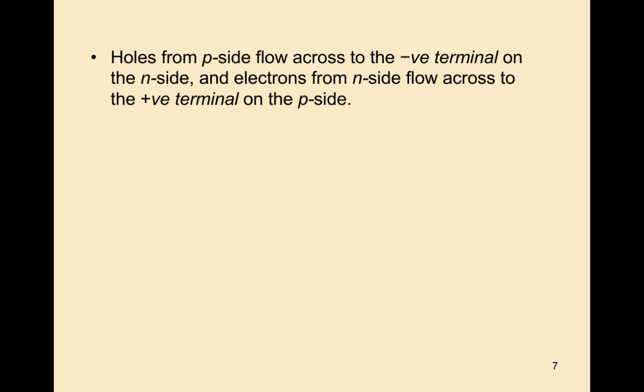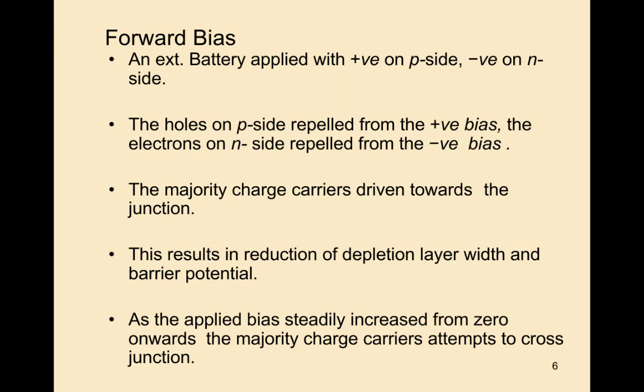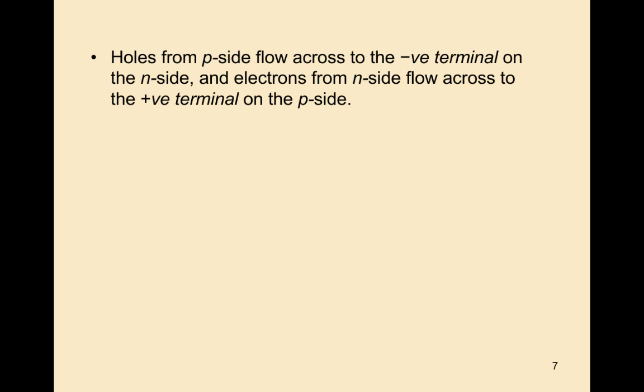So when we are applying the diode in forward bias condition, that means we are connecting the battery in forward bias mode. What is forward bias mode? Battery positive is connected to the P side, battery negative is connected to the N side. So slightly we increase the battery voltage from 0 onwards. The majority charge carriers attempt to cross the junction. Holes from the P side flow across to the negative terminal on the N side, and electrons from the N side flow across to the positive terminal on the P side.